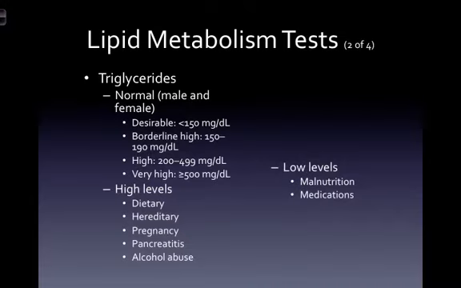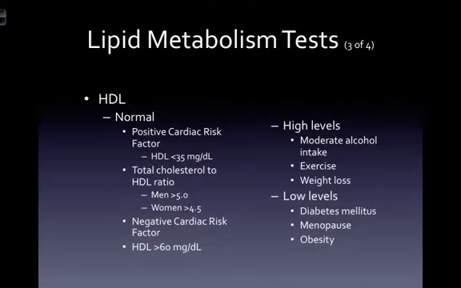Triglycerides. Normal male and female, desirable would be less than 150. Borderline high, 150 to 190. High, 200 to 499. Very high, greater than 500. Again, high levels, probably dietary, hereditary concerns, pregnancy, pancreatitis, alcohol abuse. Low levels would suggest malnutrition or medications. They have you on too many anti-cholesterol meds, if you will.